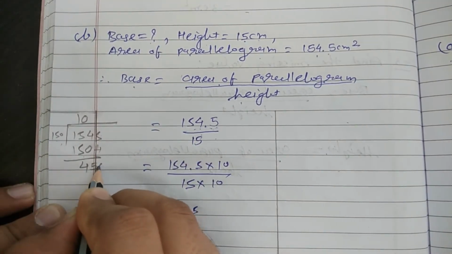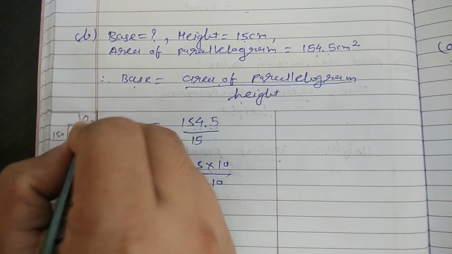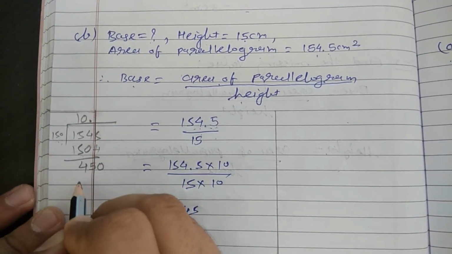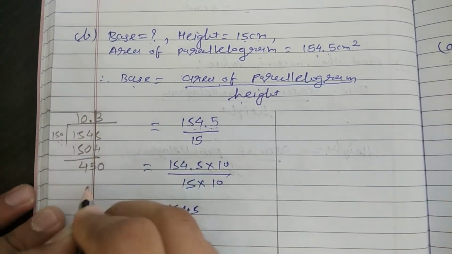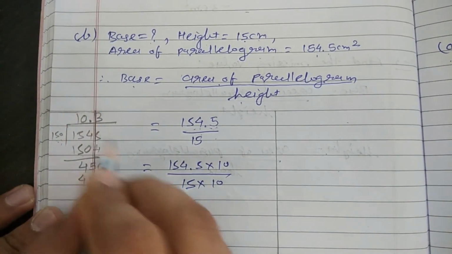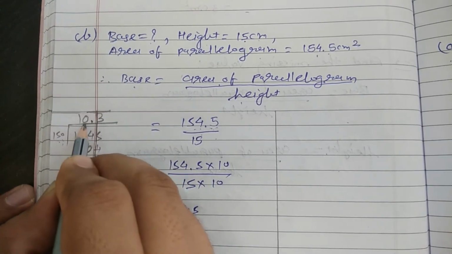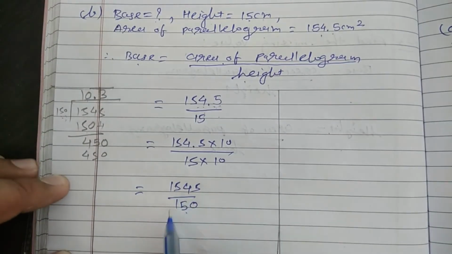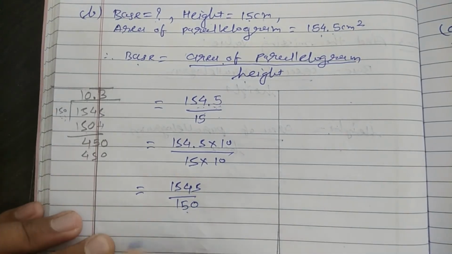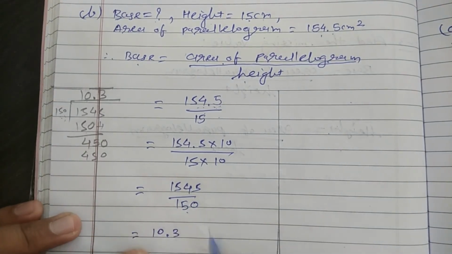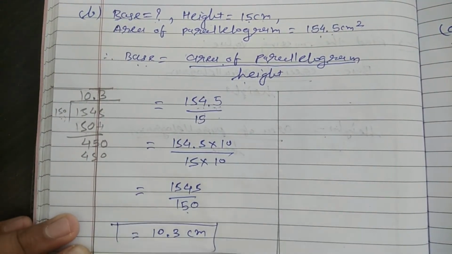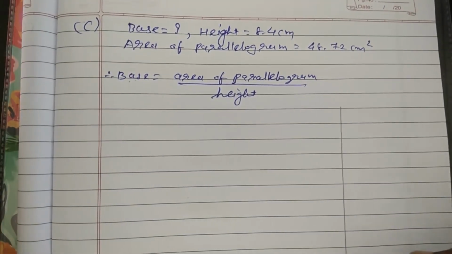After that we will add 0, and therefore the decimal point will come. We know that 15 3s are 45, so 150 3s are 450. So what answer did we get? That is 10.3. So when we divide 1545 by 150, we get the answer 10.3. And what is the unit of base? That is centimeter.